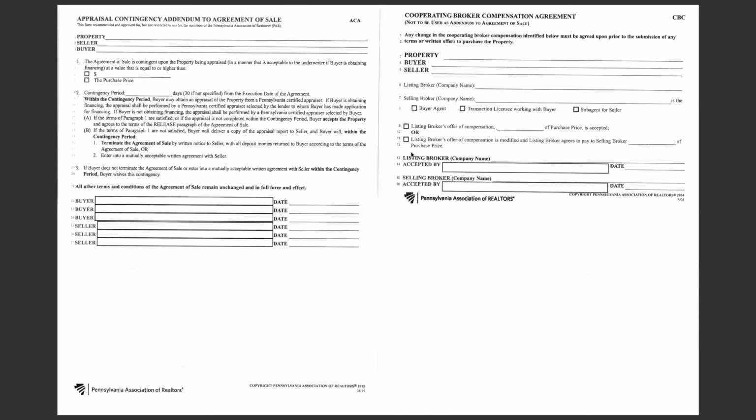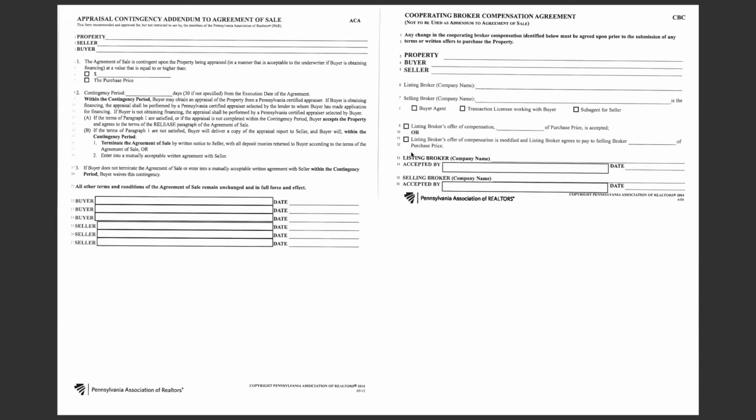On the next page, we're going to talk about an appraisal contingency. Now, an appraisal contingency can be a very important addendum to add to your agreement, but it's not always as desirable to use when you're in a multi-offer situation. It's one more contingency attached to it.